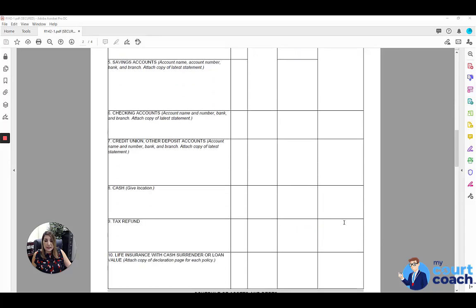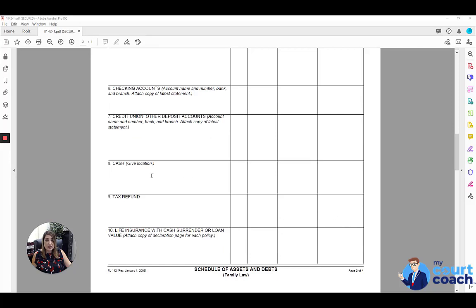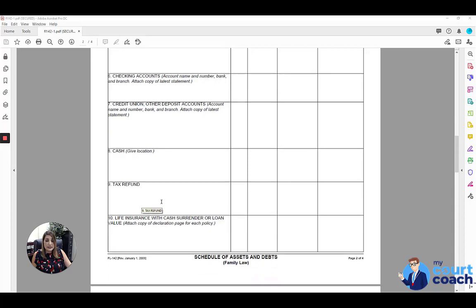And then the next category down is cash. If you have, and I'm not talking about $5 in your wallet, but if you have a significant amount of cash that is sitting around, then you would want to disclose that here, place the value here. Tax refund. Tax refund is if you have filed your taxes and are expecting a refund but have not yet received it, then you would just disclose, 2019 state tax refund and the amount that you think is due.